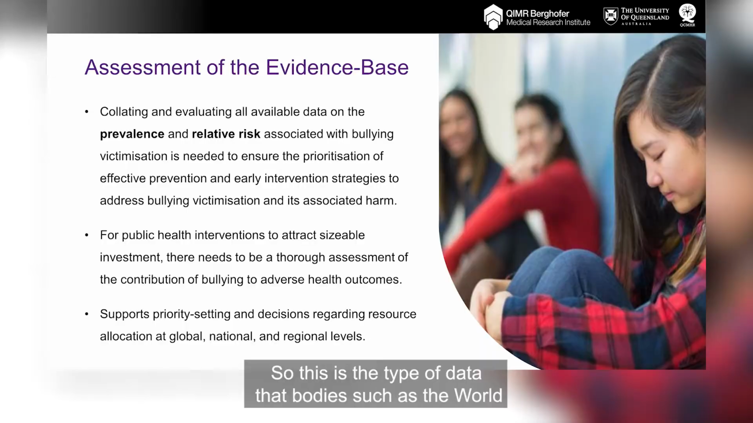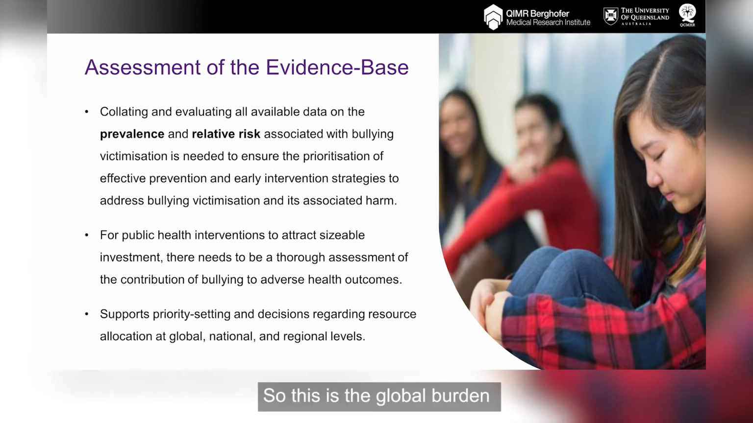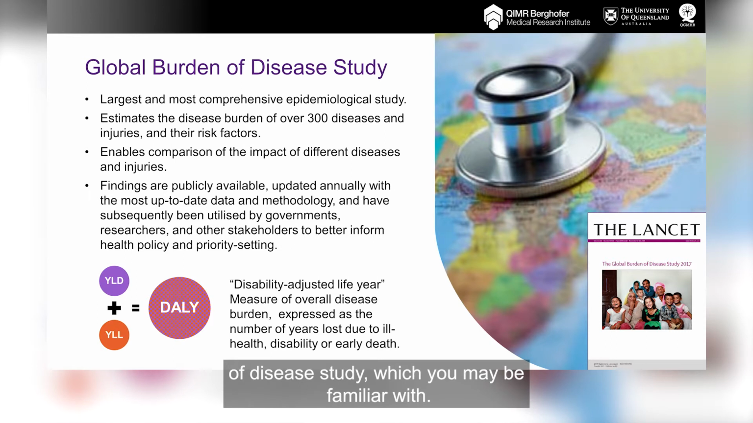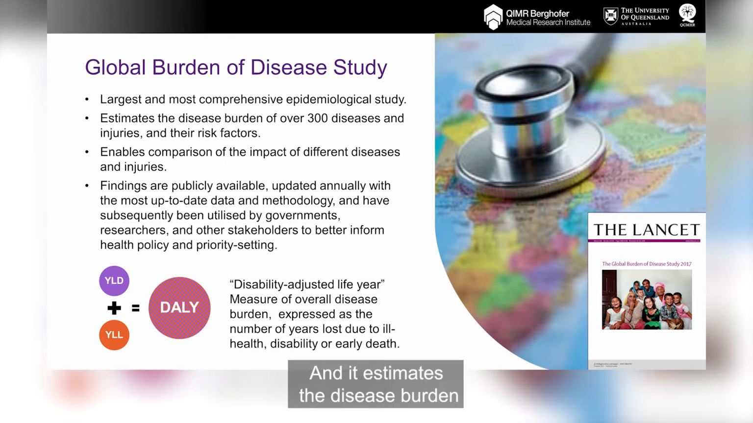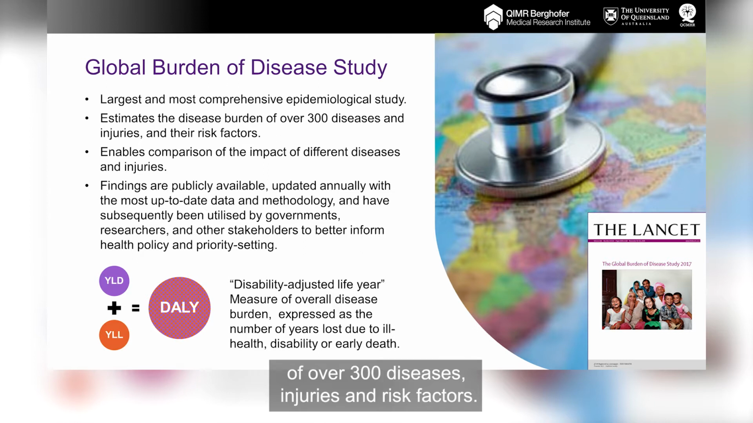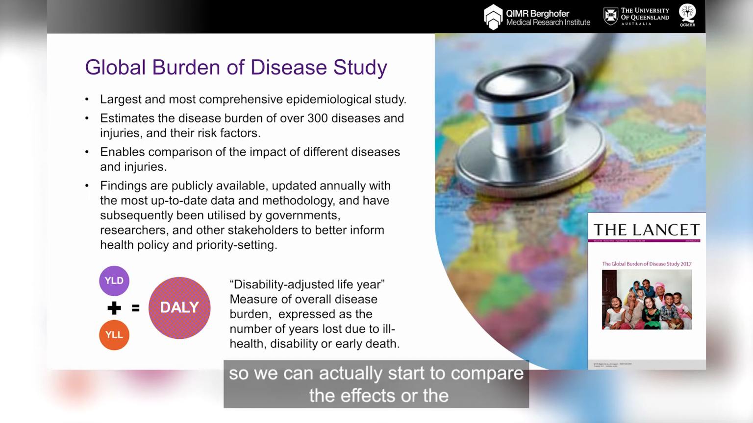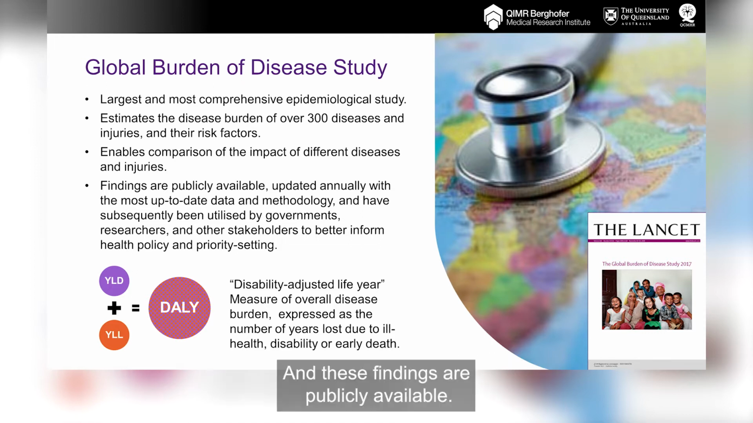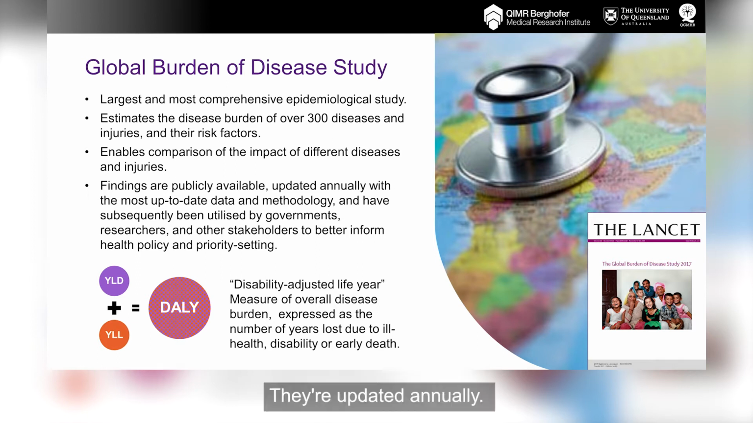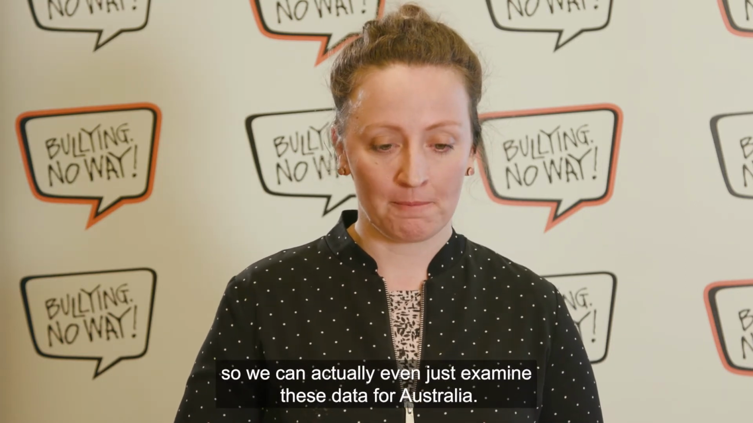So this is the type of data that bodies such as the World Health Organization would be very much interested in. So this is the Global Burden of Disease study, which you may be familiar with. This is the largest and most comprehensive epidemiological study in the world, and it estimates the disease burden of over 300 diseases, injuries and risk factors, and it enables the comparison of the impact of these diseases. So we can actually start to compare the effects, or the disease burden associated with cancer versus depression. And these findings are publicly available, they're updated annually, and we can actually get them to be geography specific, so we can actually even just examine these data for Australia.